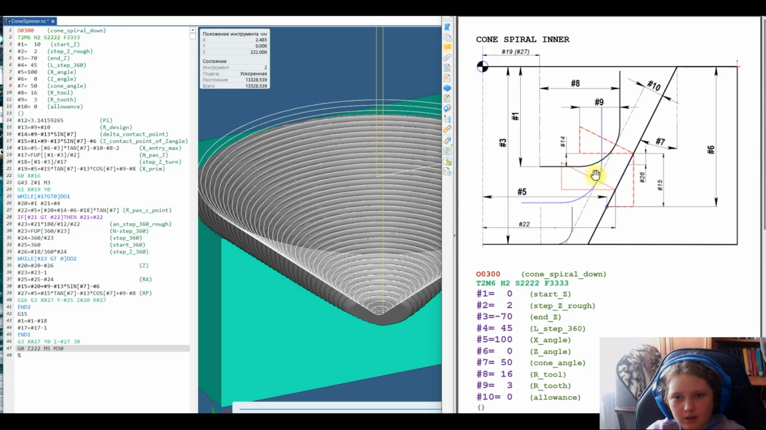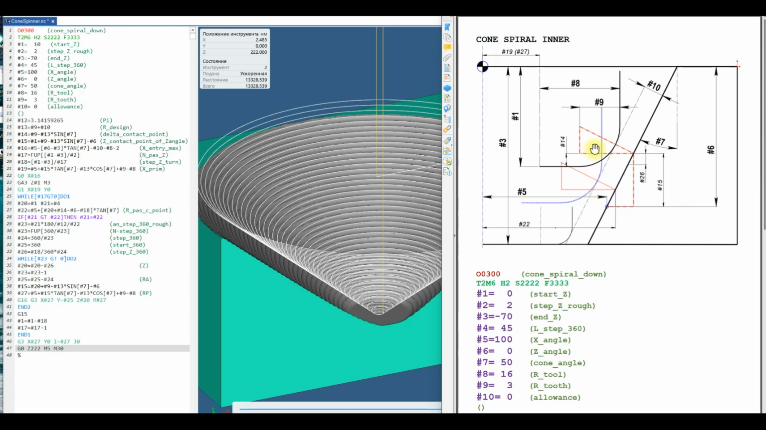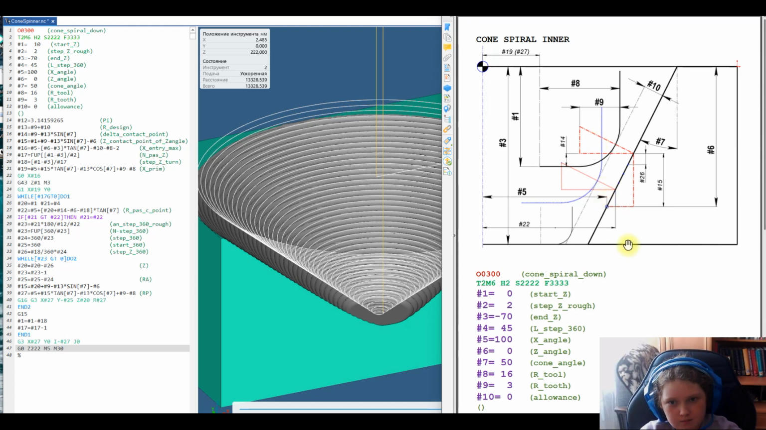This program mills a tapered hole or pocket with spiral arcs. Parameters. Number 1, start Z. Number 2, step in Z. Number 3, end Z.